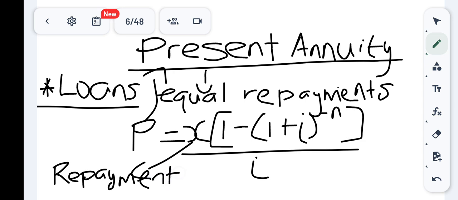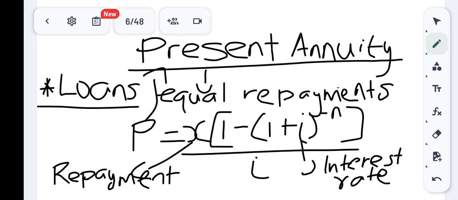And then what is I? Of course you know what is I. It's the interest rate as a decimal. And then N is the number of repayments. Here it's a regular repayment, and N is the number of repayments. Very, very important: present annuity.